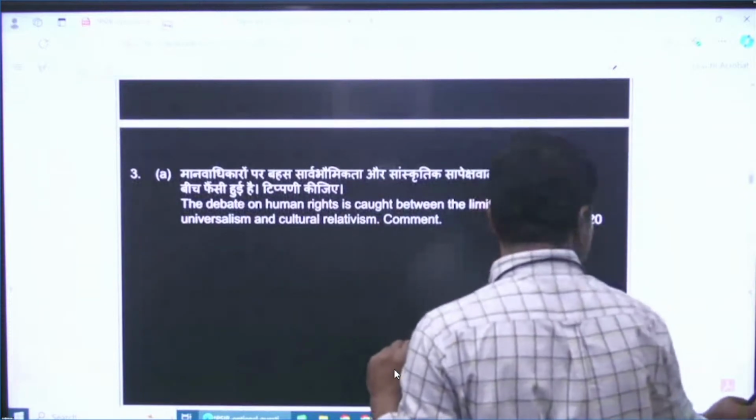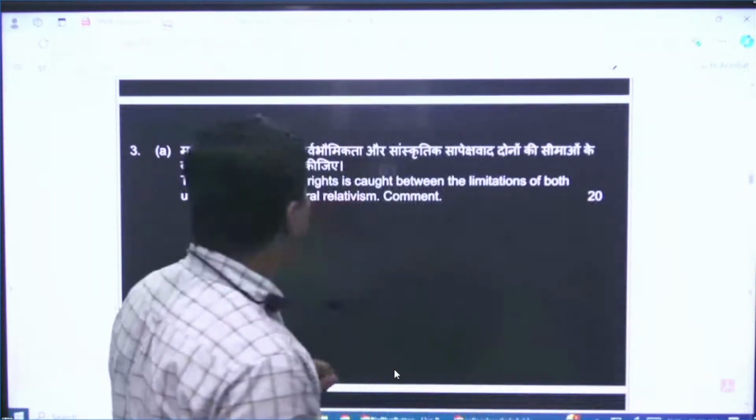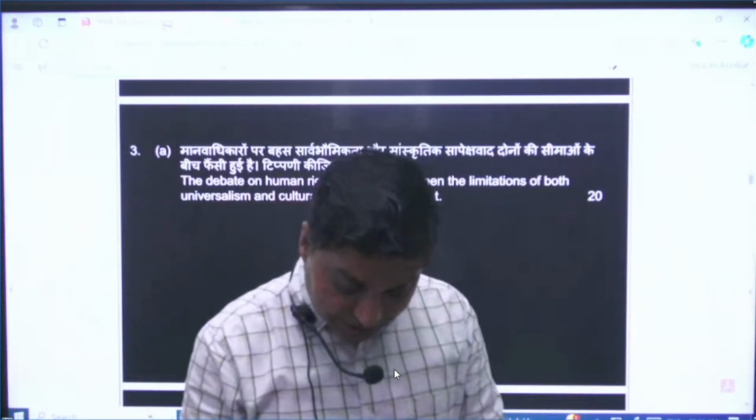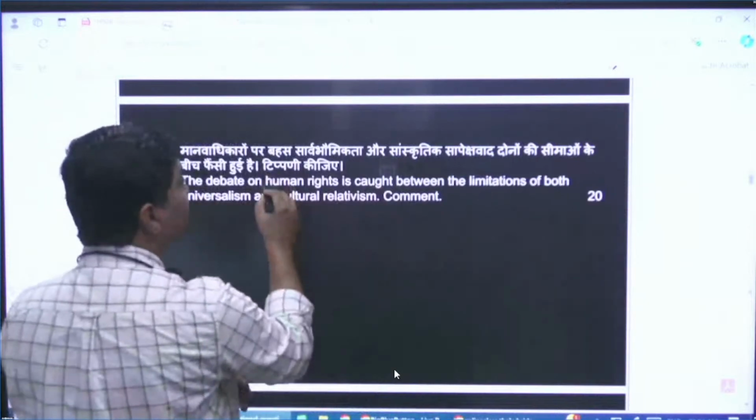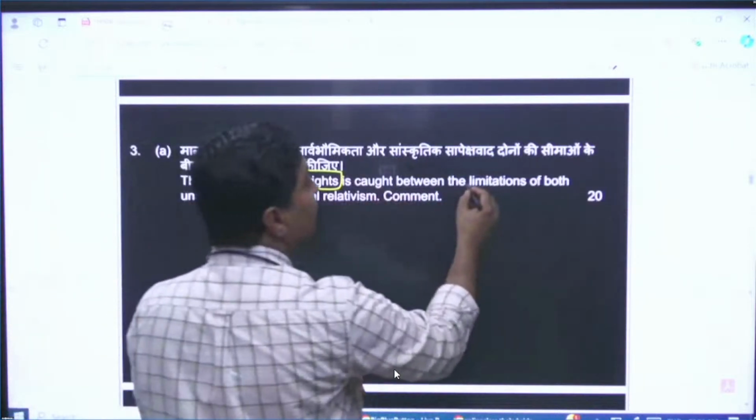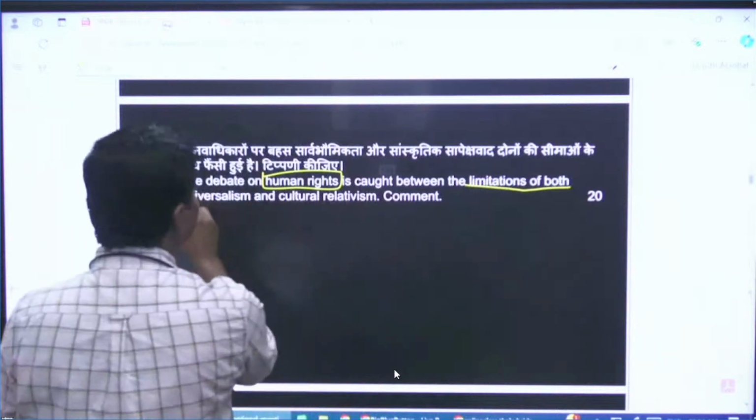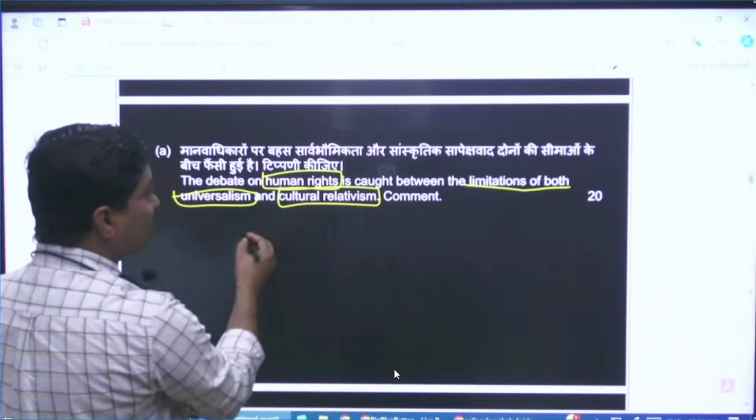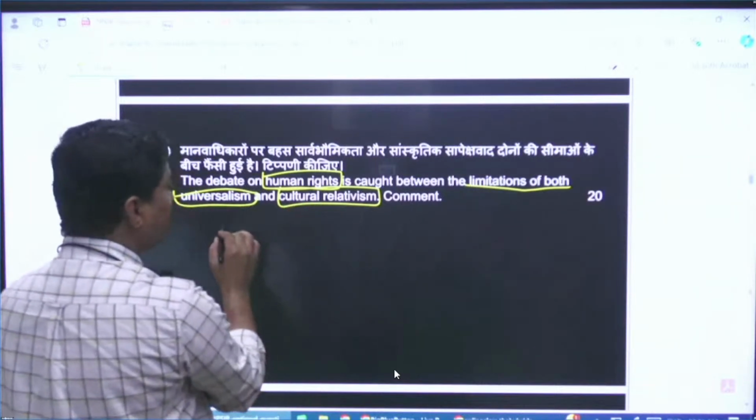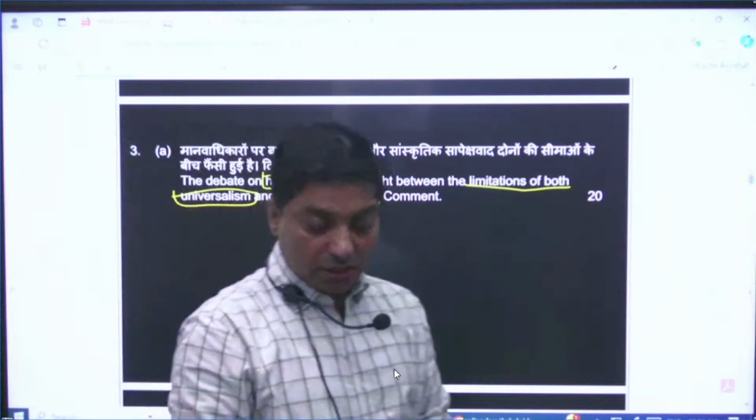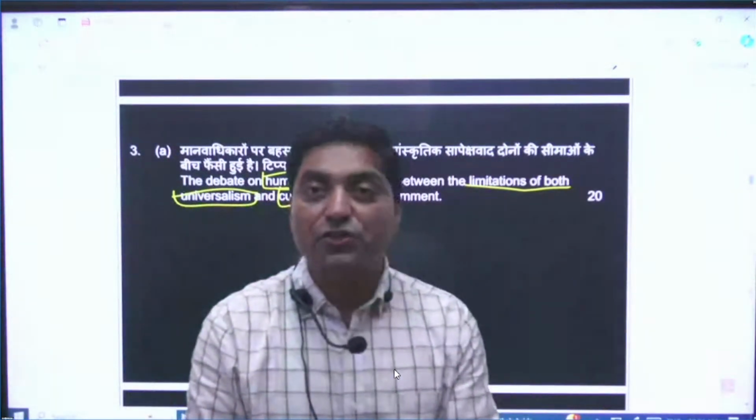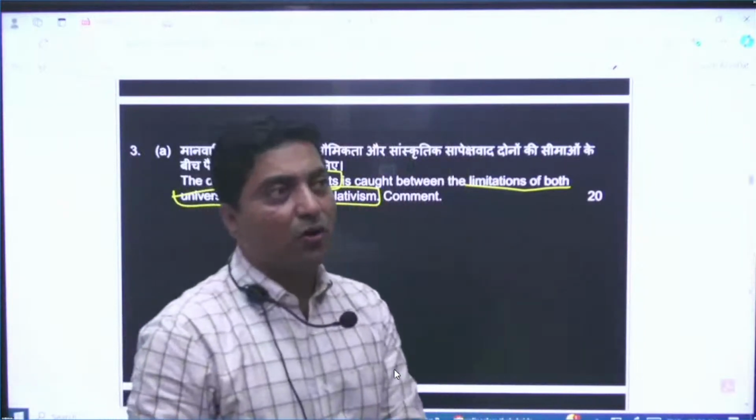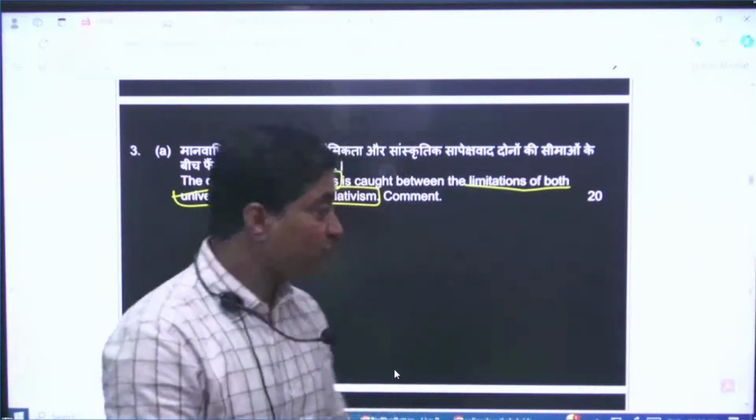Now the next question is third A, and it is a debate on human rights, which is a universal idea. If you look at human rights, it is caught between the limitations of both universalism and cultural relativism. First, you write, what is human right? Human rights are a set of rights explained by the Universal Declaration of Human Rights, passed by the United Nations resolution on 10th of December 1948.